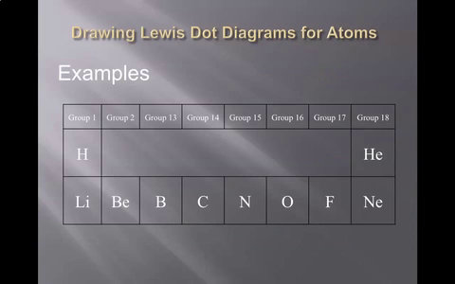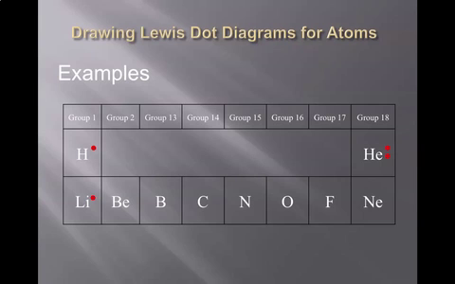So we have group 1, and it has 1. If we go over to group 18, it's typically going to have 8. Okay, so if it's in the teens, we're just going to take the 1 off, and that's going to be the number. However, helium's different. It only has 2, so we're just going to draw 2.